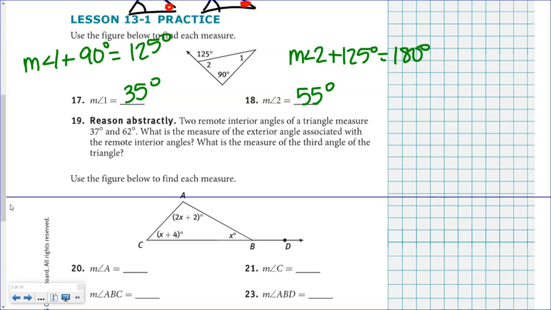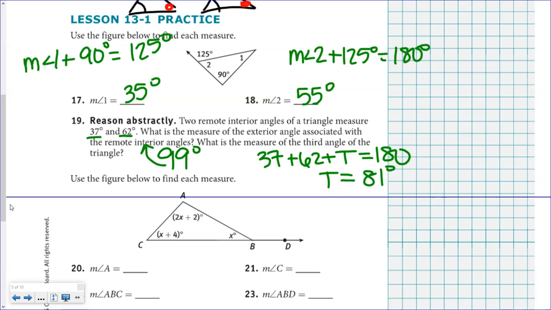So number 19, it's trying to get you to do it without a figure. If you need a figure, go ahead and draw it. That's fine. It tells you your two remote interior angles measure 37 and 62. So the exterior angle would be the sum of those. So 37 and 62 is going to add up to 99 degrees. Then the third angle in the triangle. We know that 37 plus 62 plus, I'm going to label it as T for the third angle, equals 180 degrees. And so if you solve for that third angle, you're going to get that it equals 81 degrees.